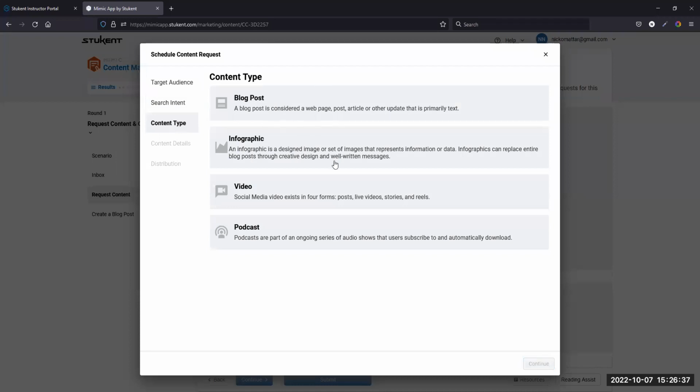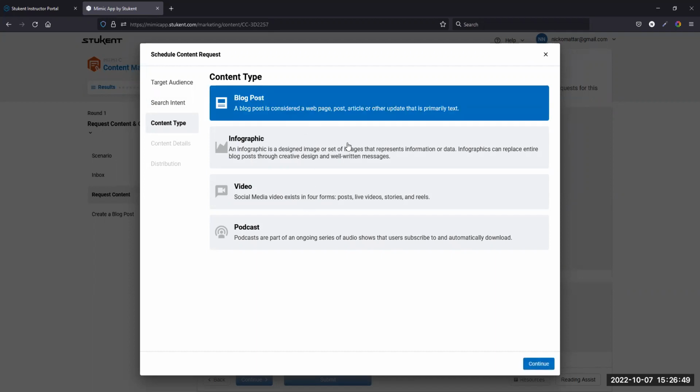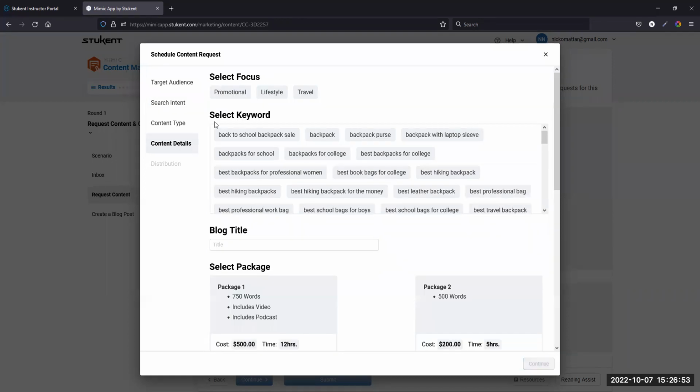Then you have your content type. Key things to remember: blog posts are the cheapest, videos are the most expensive. Also, they take time. So you have 40 hours to assign to your content creator, right? A blog post is going to be a lot less expensive in terms of time than videos. So say I go with blog post.